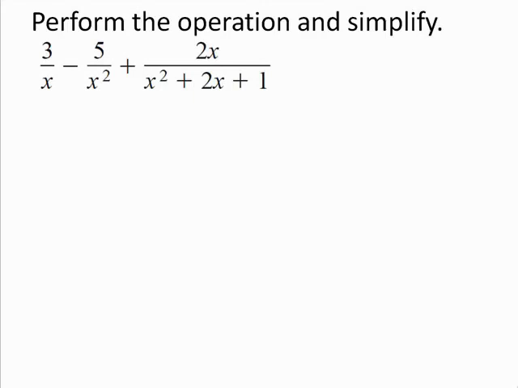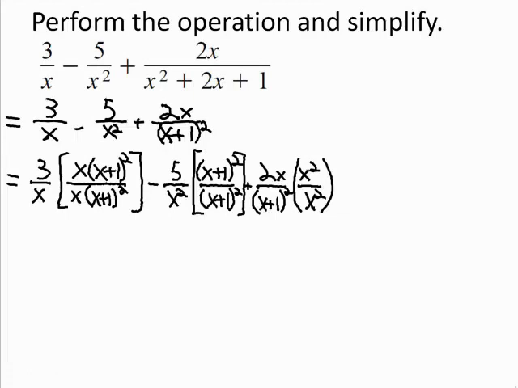Perform the operation and simplify. 3 divided by x, minus 5 divided by x squared, plus 2x divided by x squared plus 2x plus 1. X squared plus 2x plus 1 can be factored into (x plus 1) squared. In order to add and subtract fractions, they need to have the same denominator. Find the least common denominator. The three denominators are x, x squared, and the quantity x plus 1 squared. So the least common denominator is x squared times the quantity x plus 1 squared.